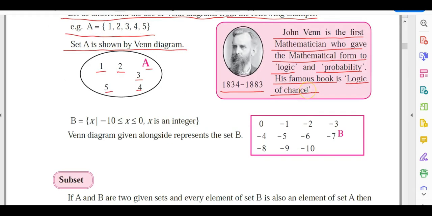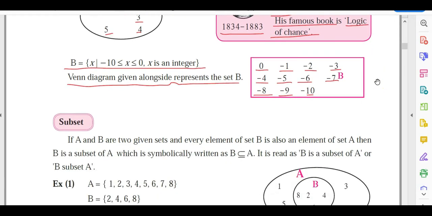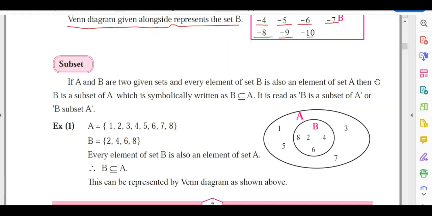Now see this. B = {x such that x lies between -10 and 0, and equal to -10 and equal to 0, x is an integer}. Now all the elements of the set B are represented in the rectangular Venn diagram, that is 0, -1, -2, -3, -4, -5, -6, -7, -8, -9, -10.